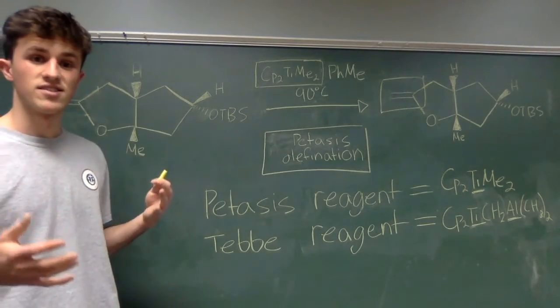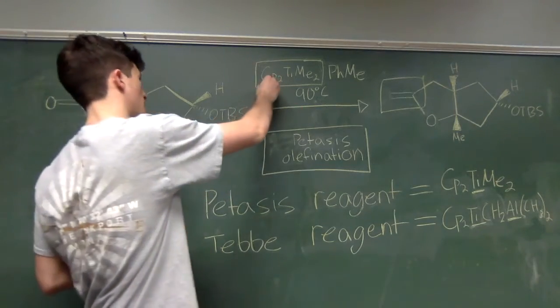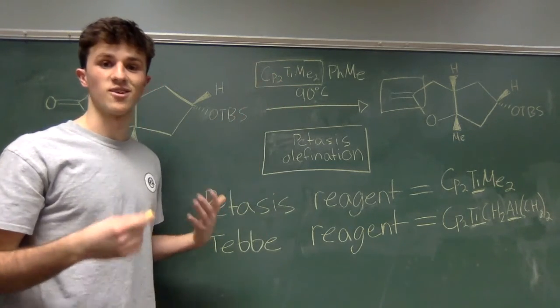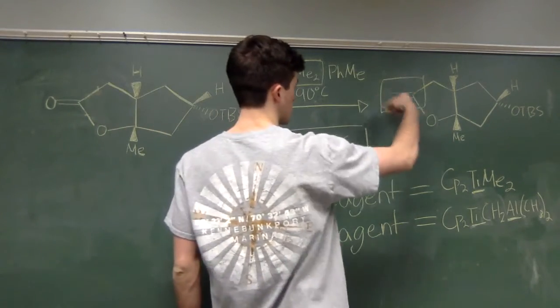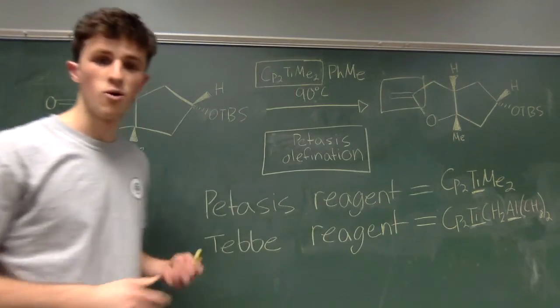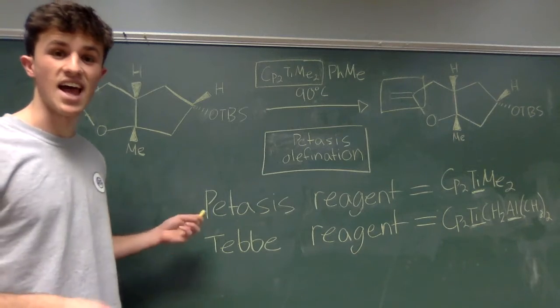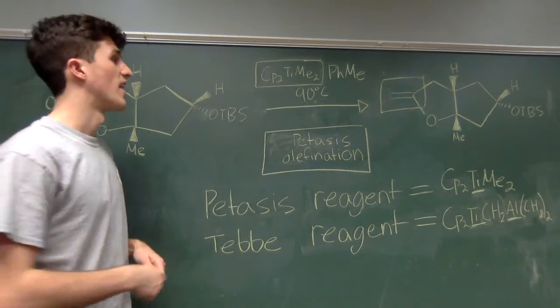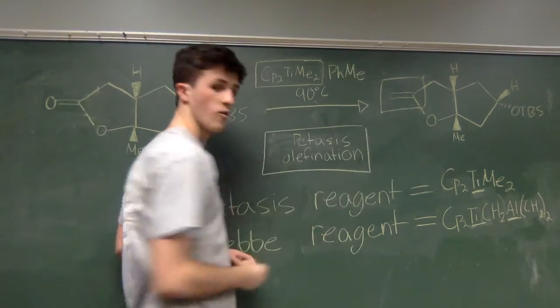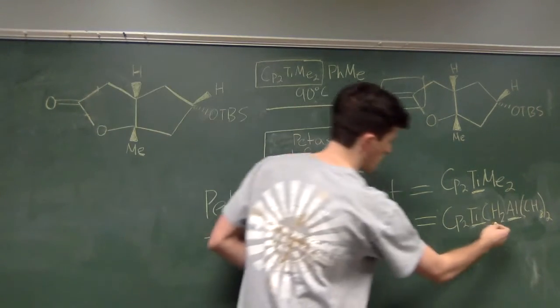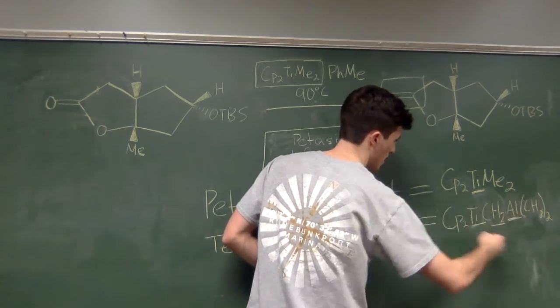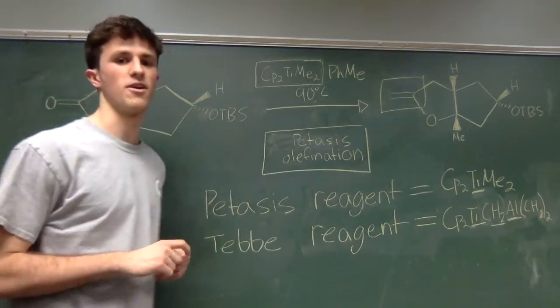Here, the only difference in determining whether this was a Petasis or Tebbe was our reagent, because both could produce this final product. It's important to remember that the Petasis can add R groups attached to this carbon, while the Tebbe cannot, because it can only add this carbon that's within both of the metal complexes.